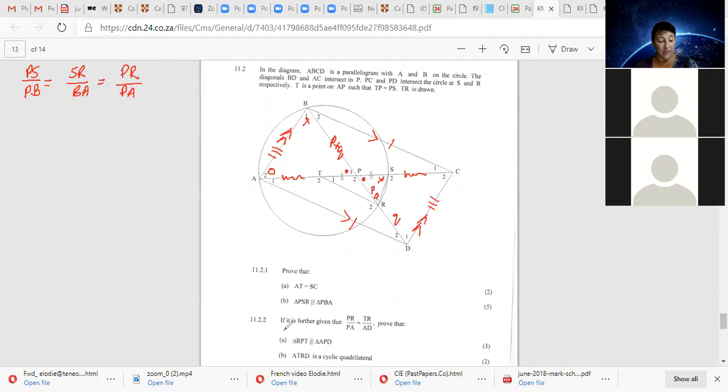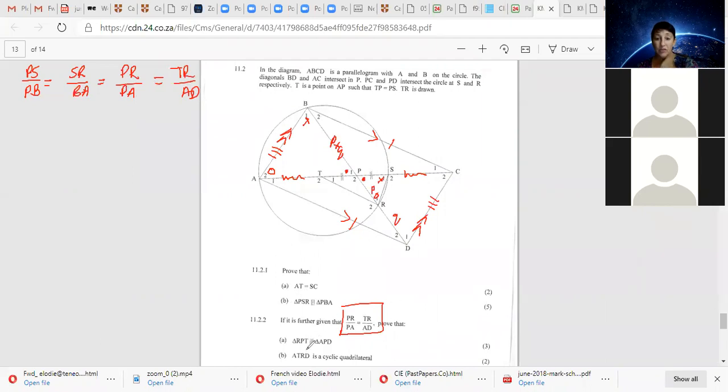So if it is further given that PR over PA equals TR over AD, they're giving you this, you've got to work with that. Where else can you see a PR over PA? There we go. So if they're telling you that that is that, it can be included in this whole thing, equals TR over AD. That's the part that they've given you here, which means that equals that and that equals that. So that might help.